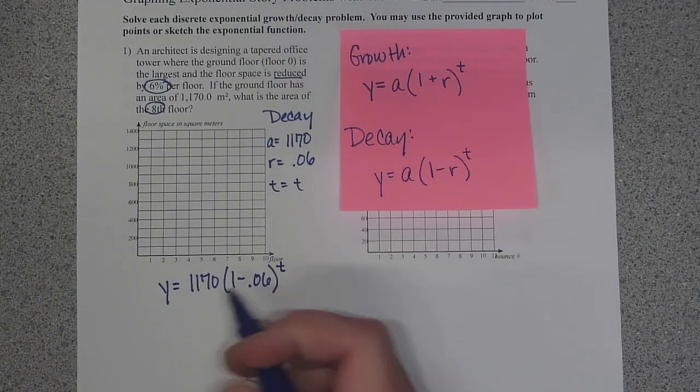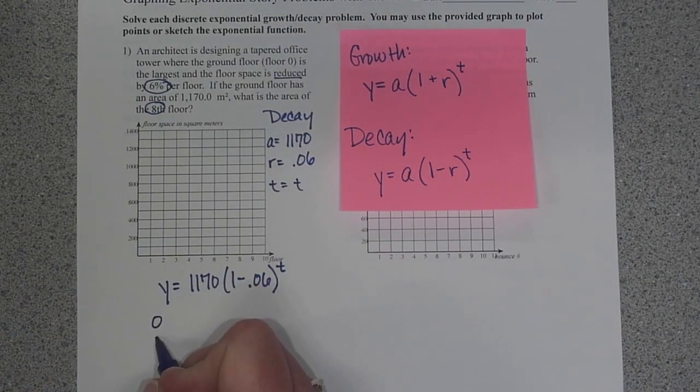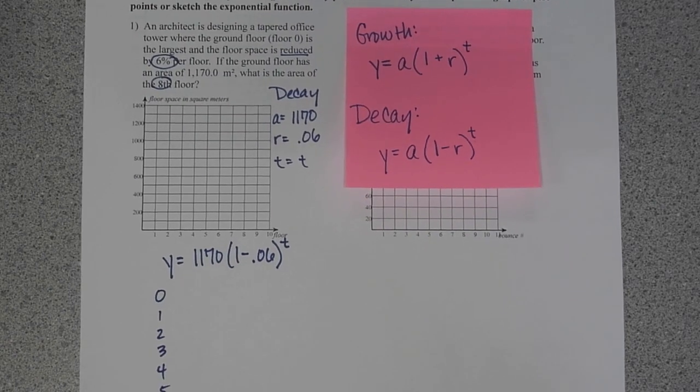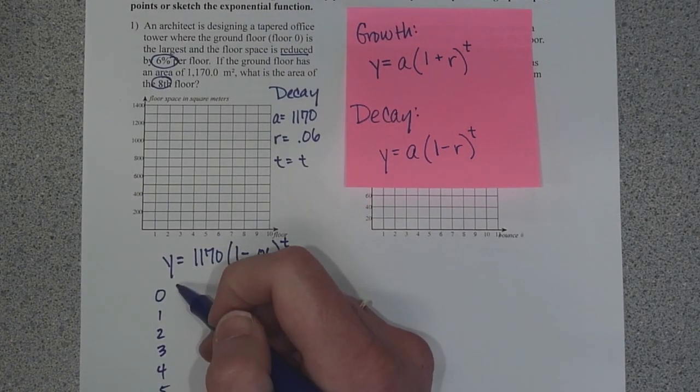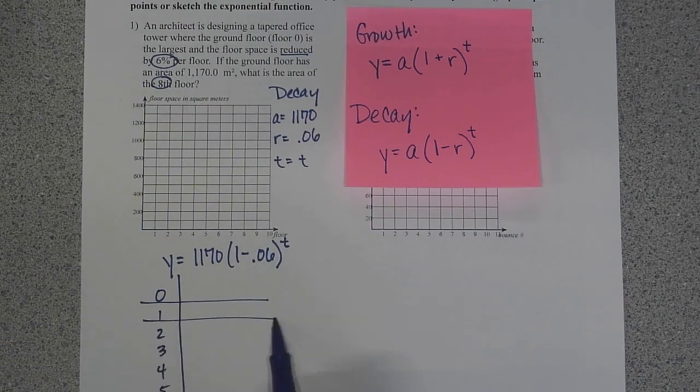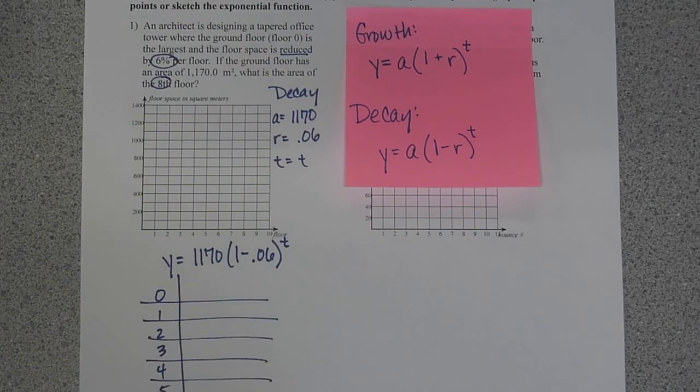Okay, now our table, like I said, we need a bunch of values. 0, 1, 2, 3, 4, 5, 6, 7, and 8. That's probably off screen for you, but we'll just move the paper in a second. Okay. So that's the floor level, and then we're going to get the floor space over here in the Y column.